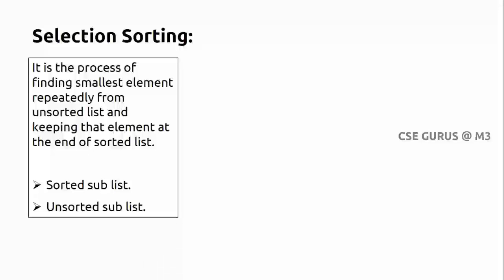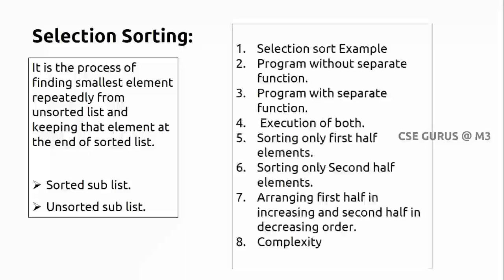Let me take an animated way where the list of elements is sorted using selection sort. Of course I mentioned here the selection sort uses a sorted sublist and an unsorted sublist. Your list, your array, will be divided into two parts: one is the sorted sublist and another one is the unsorted sublist. In this video we'll see selection sort with an example.